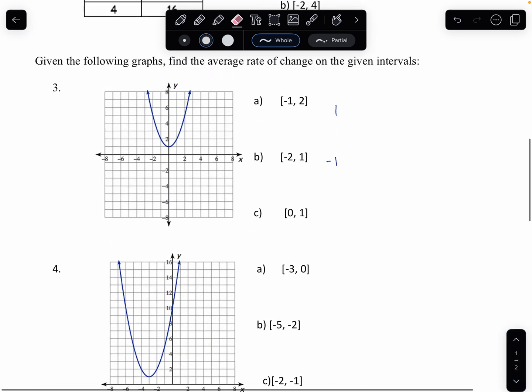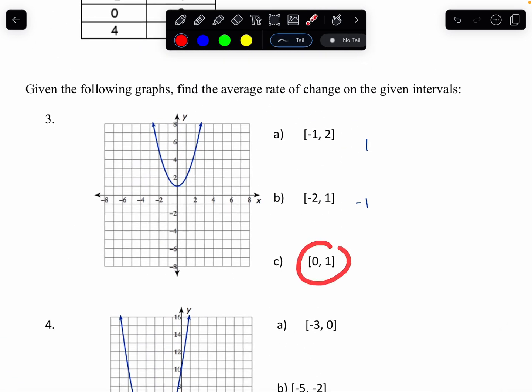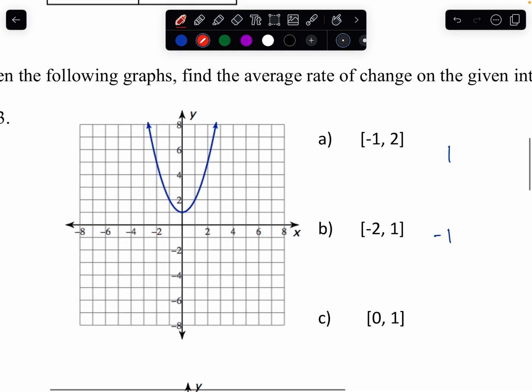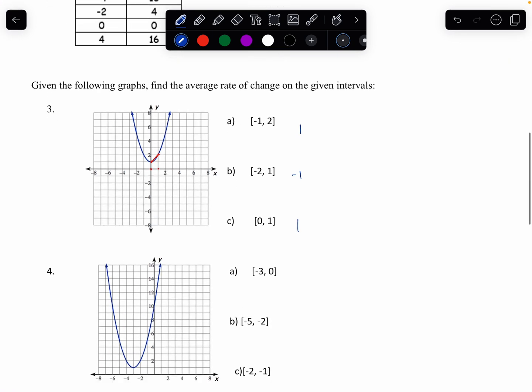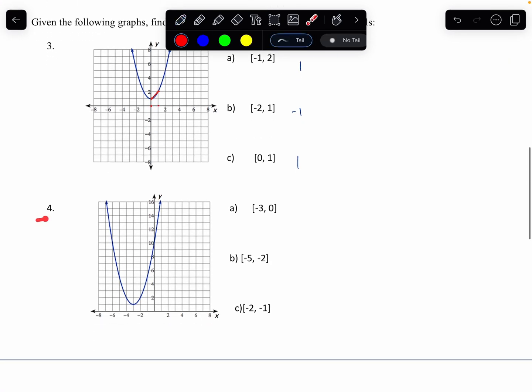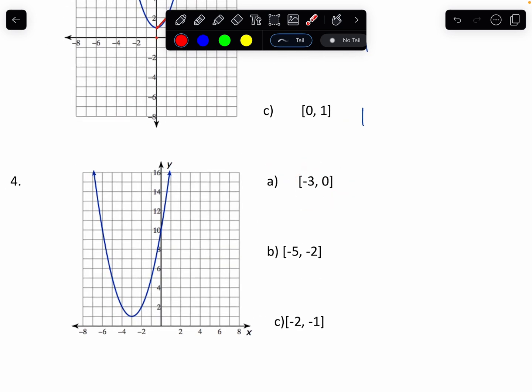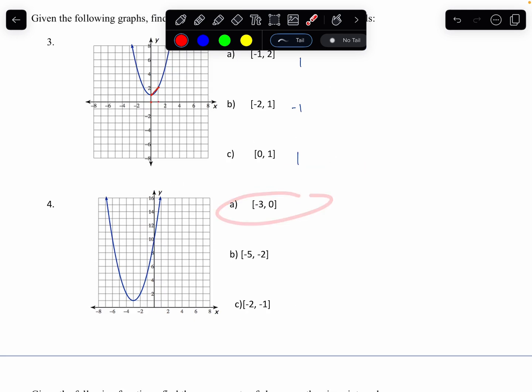We'll go ahead and do C. So this is the interval from 0 to 1, so from x equals 0 to x equals 1. The average rate of change between those 2 points just has a slope of 1. So that's pretty straightforward, pretty easy for those ones. You can do the same thing for 4, just the interval from -3 to 0. So x equals -3 would be right here, so put a point here, and then 0 would be here, so that point. If you find the slope between those 2 points right there, that's going to be the average rate of change. Okay, so go ahead and do 4.